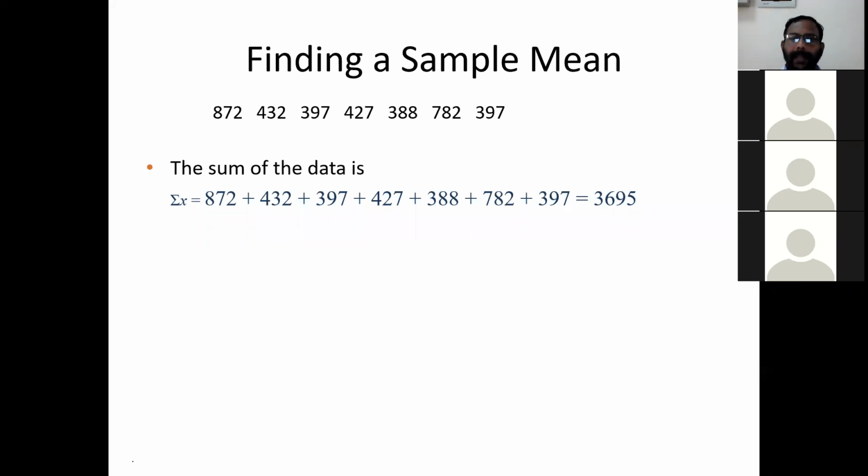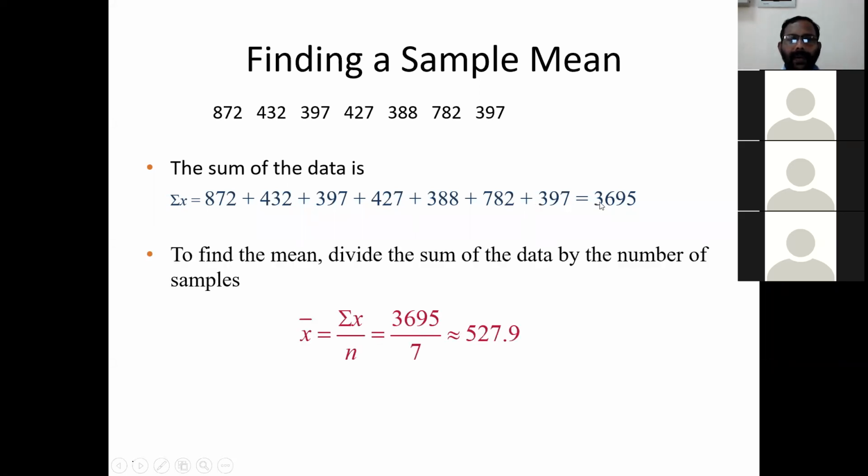After the summation, you get a value, 3,695. We call this summation x, which is the addition of all the values. Now, how do we find our mean value? The mean value is x bar. Why is it x bar, not mu? Because it is a sample mean.